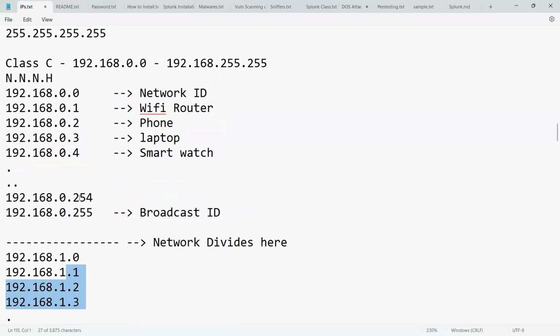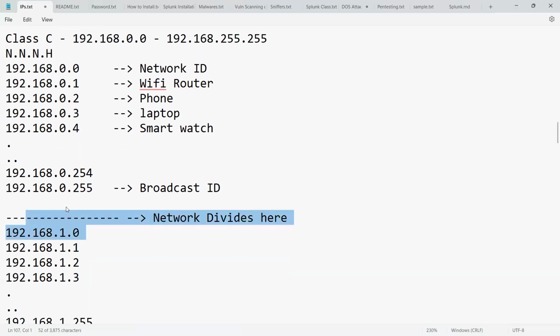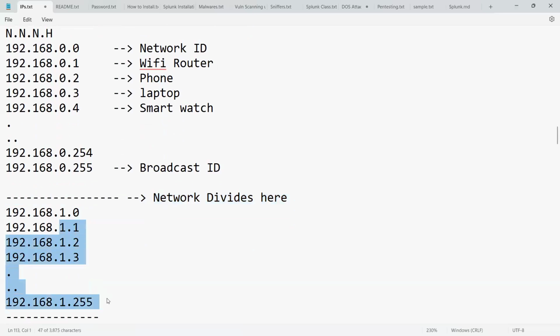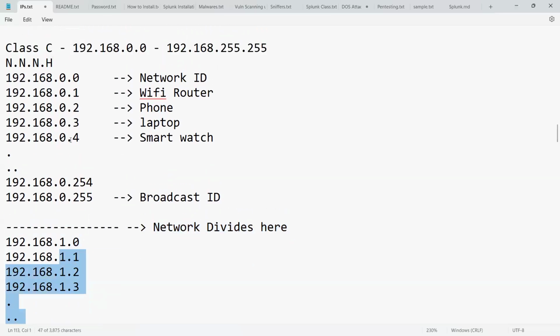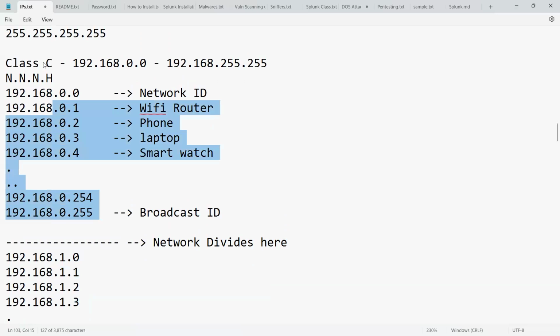But that's secondary. Please note, hosts would only communicate when they belong to the same network. When the network changes, the group itself is changing and these devices cannot communicate with anyone outside their group. So in each group now in class C, you can connect a maximum of only 255 devices, not more than that. Since it has only 1 host portion, it can range from 1 to 255.